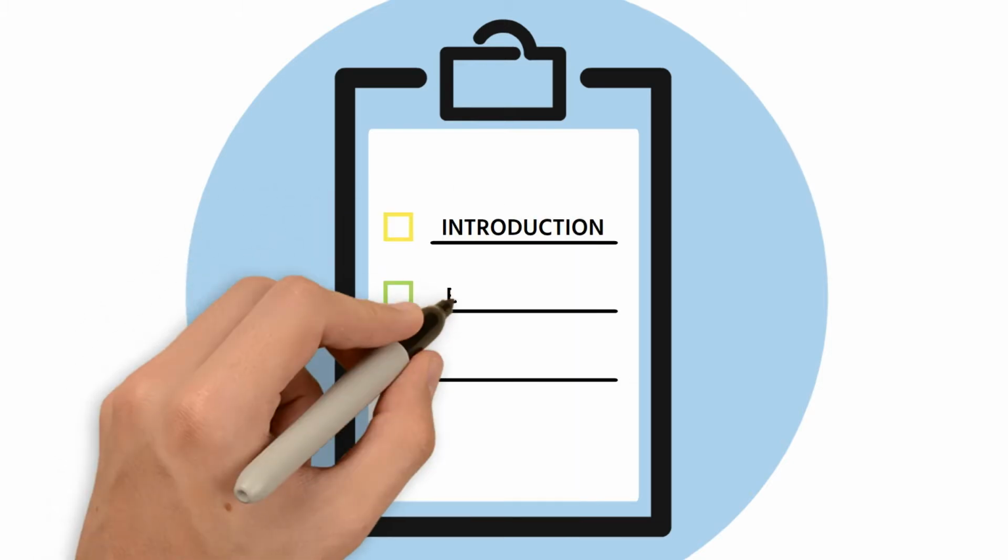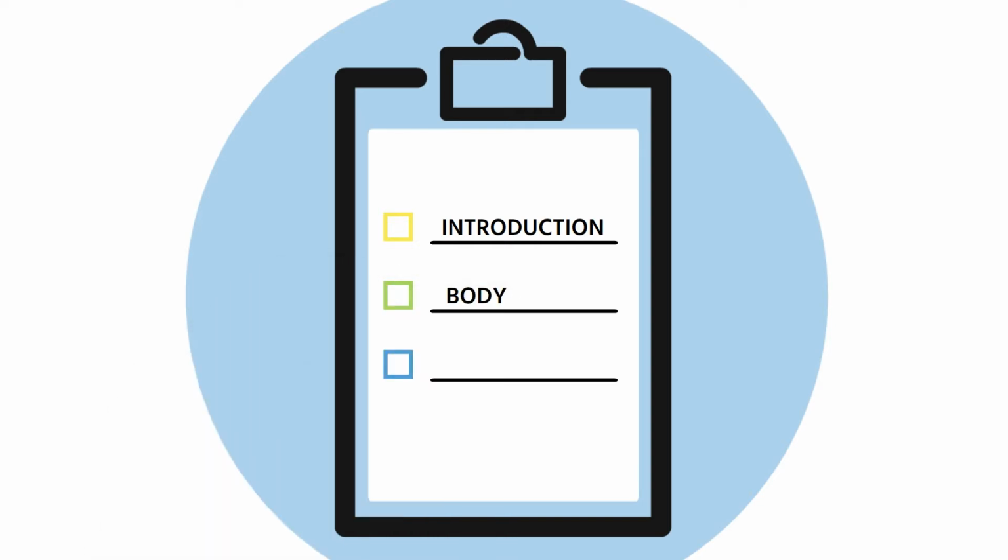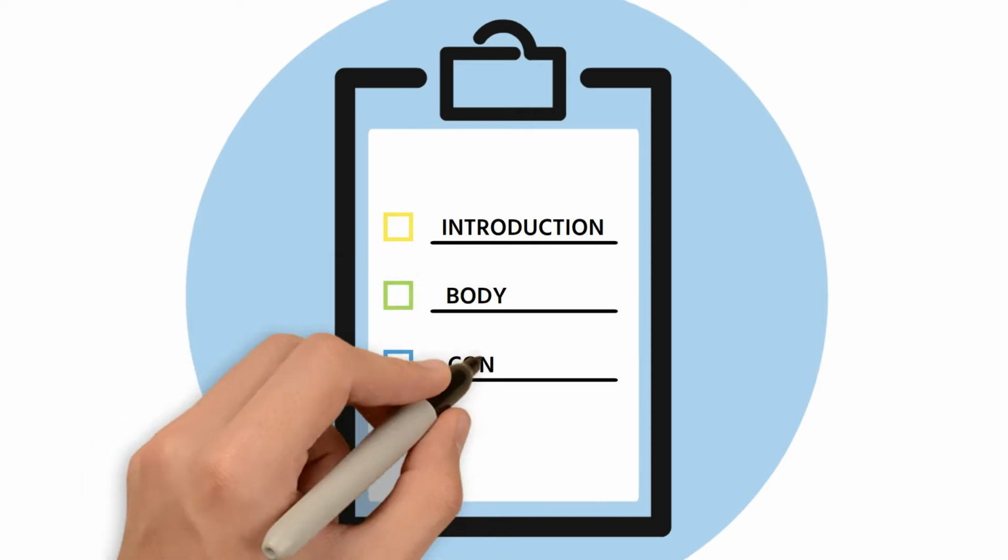Most presentations are divided into three main sections: a clear beginning or introduction, the middle, sometimes called the body, and an end or conclusion.